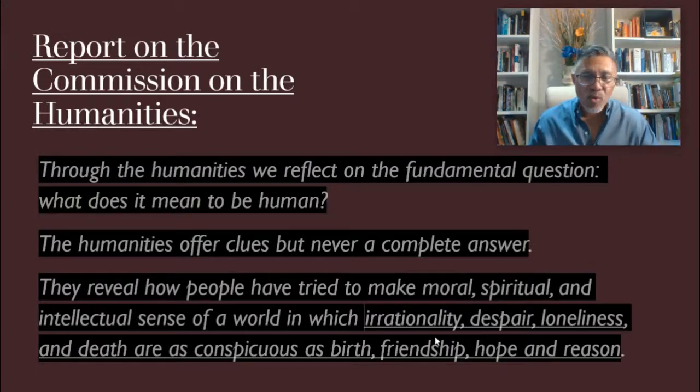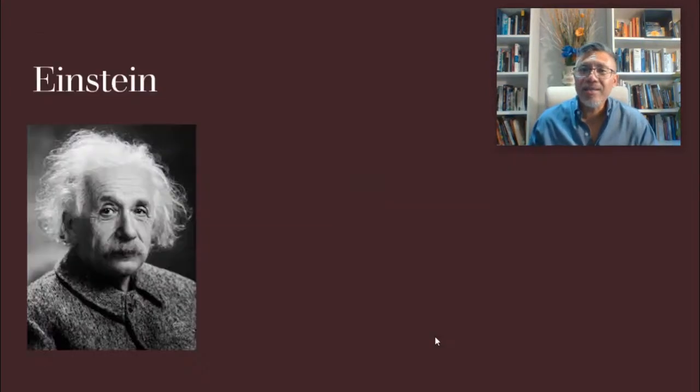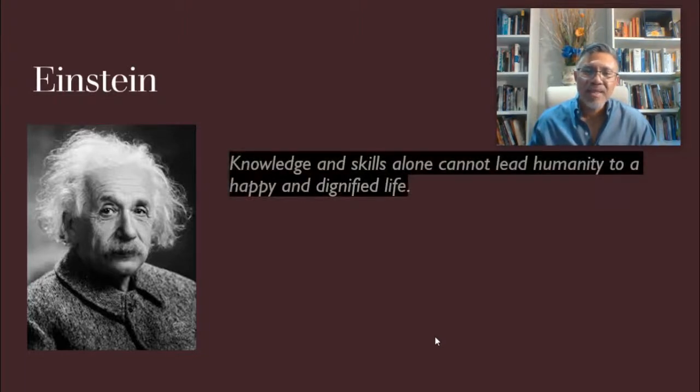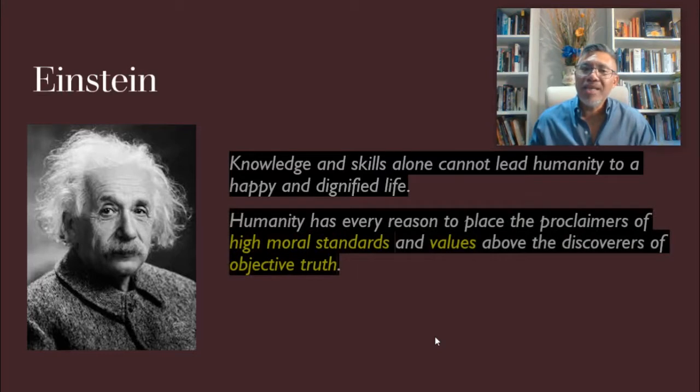This is getting towards the heart of what we look at in the humanities. Let's take a look at what Einstein, the scientist and physicist Albert Einstein, says about the humanities. He says knowledge and skills alone cannot lead humanity to a happy and dignified life. Humanity has every reason to place the proclaimers of high moral standards and values above the discoverers of objective truth.